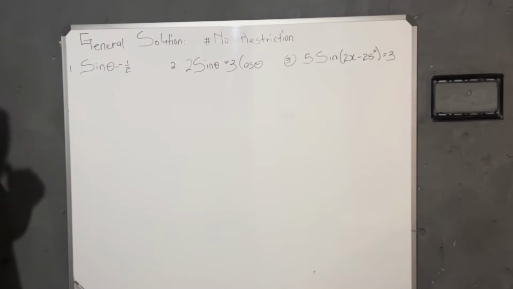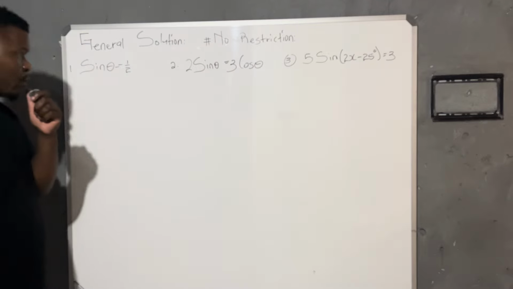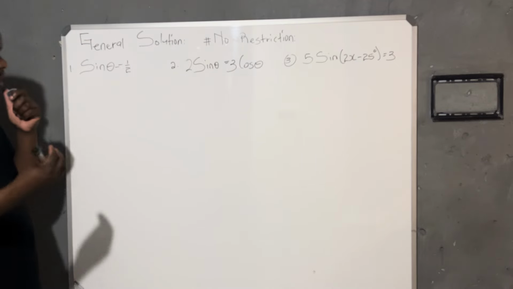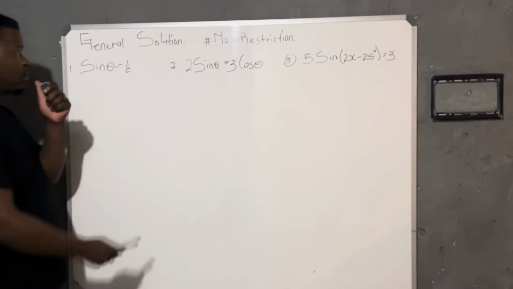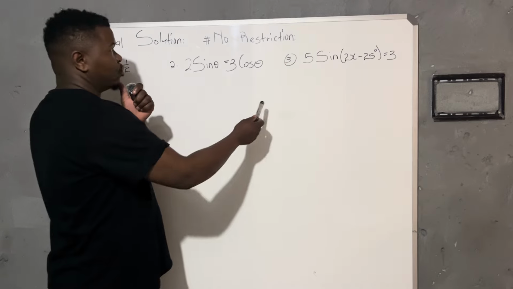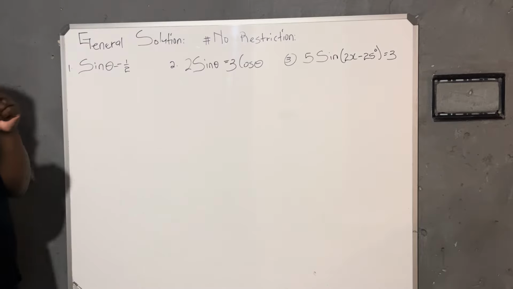Let's understand what is general solution. Basically, we are dealing with trigonometric equations. We know equations from paper 1 algebra. We are doing equations again under trigonometry, which we are focusing on general solution. So this time, there's no restriction. Understand why I say no restriction.